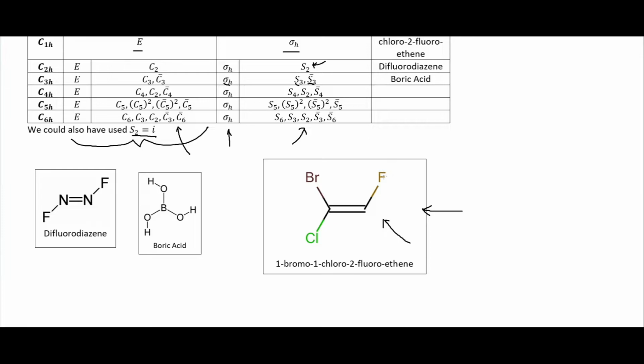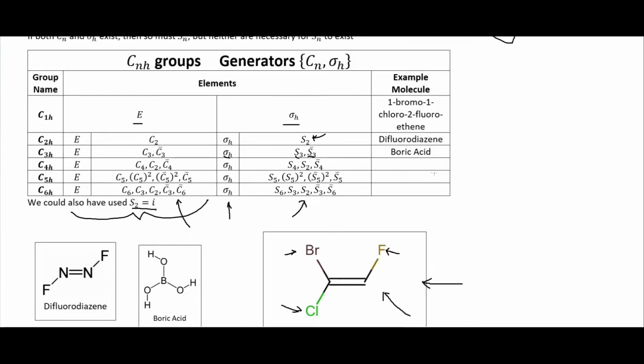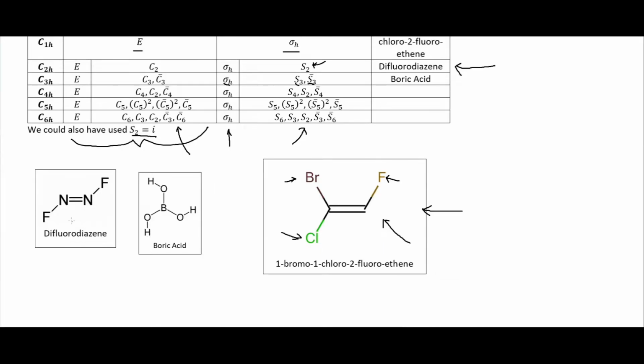But you could reflect this in the plane of the screen, so that the fluorine, bromine, and chlorine just reflect into the screen but stay where they are position-wise. So then for the C2H, we can use this difluorodiazine here, and so that is this.